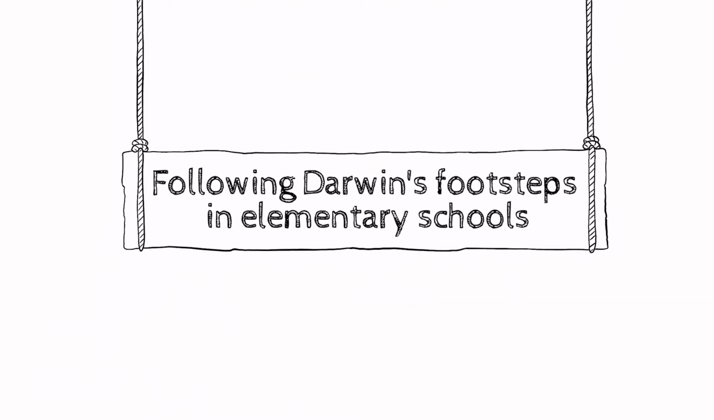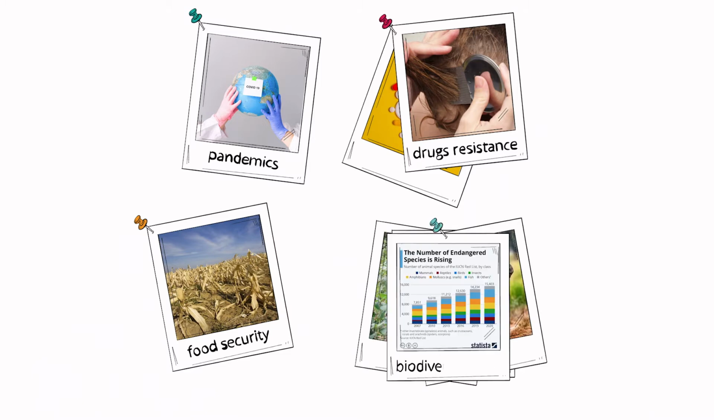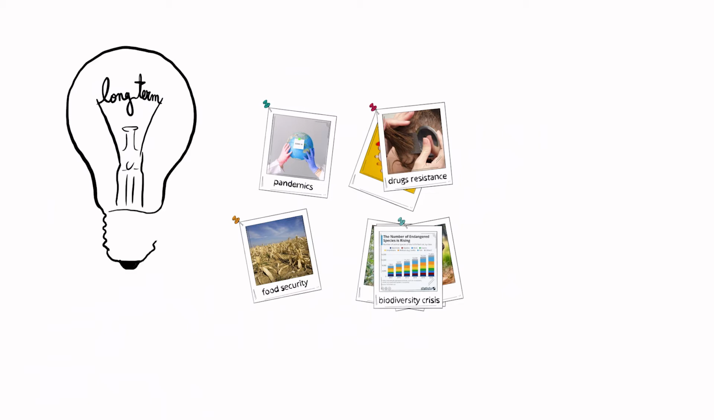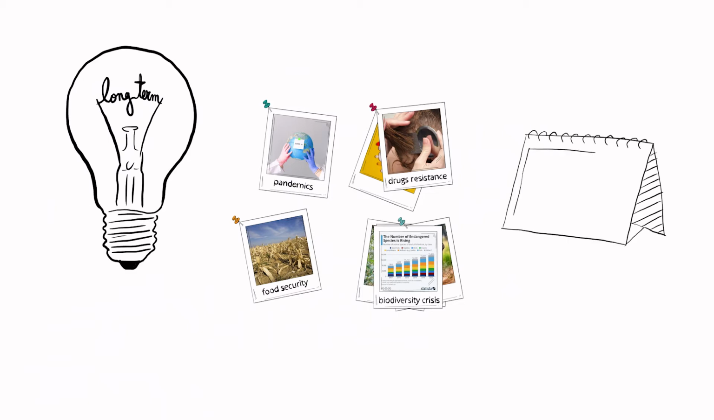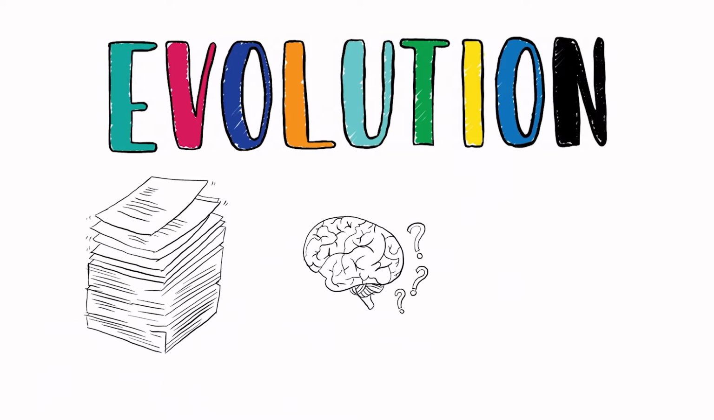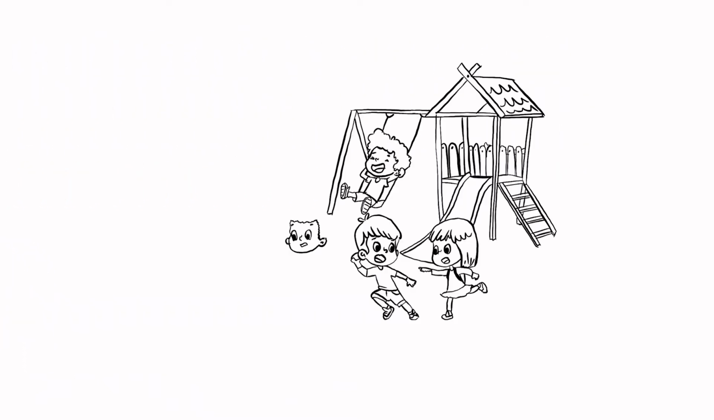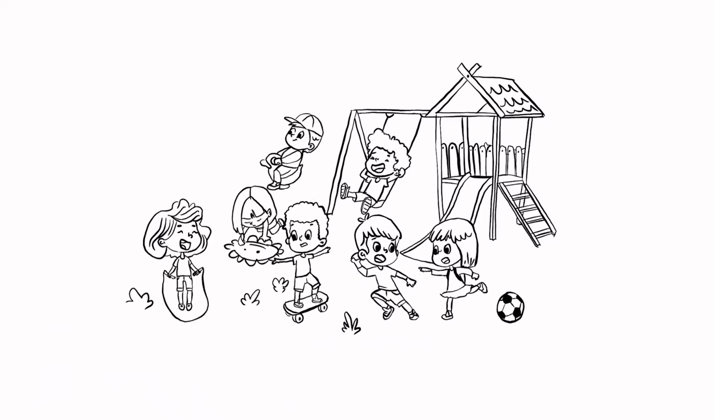What is the common factor between societal problems such as pandemics, drug resistance, food security, and the current biodiversity crisis? Evolution. These problems require long-term solutions and daily life choices informed by a better public understanding of evolution. However, several studies have shown that evolution is not understood or even accepted as a valid scientific theory by many people around the world. To overcome this, several researchers proposed evolutionary concepts to be explored from kindergarten onwards.